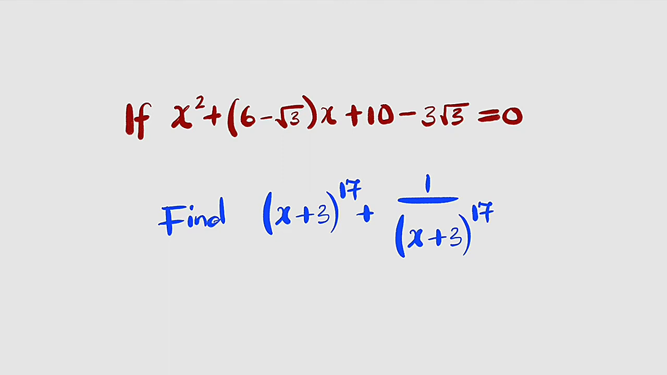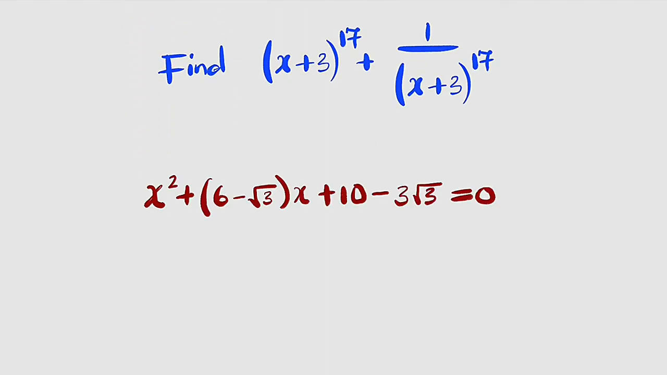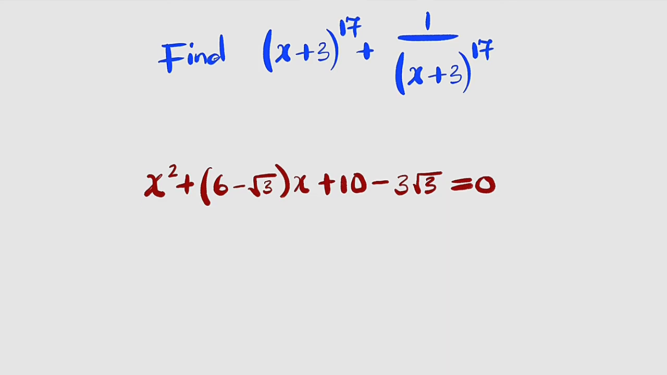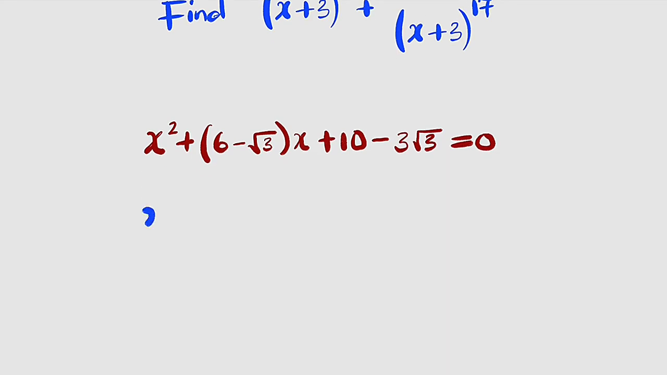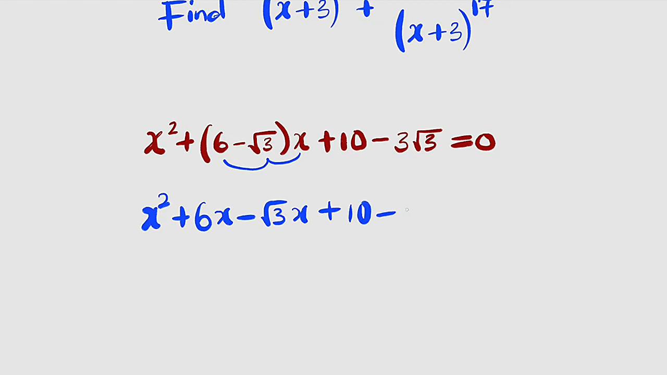Alright, let's get started. I would like to start from the first equation as always. So here is our first equation. I would like to transform it in terms of this expression. To the left hand side we have x squared, then plus I would like to distribute this x inside. We have 6x minus root 3 x, then plus 10 minus 3 root 3. The whole of this is equal to 0.